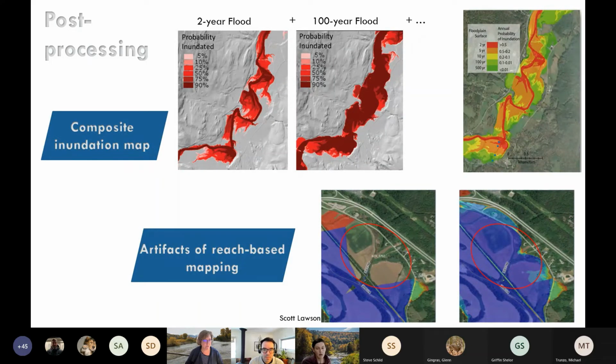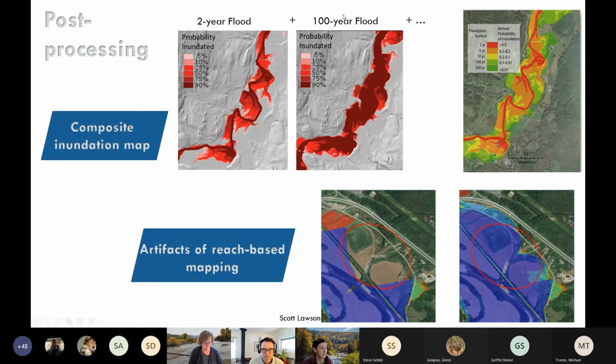Once the model is run, we're also working on, like I said, some approaches to post-processing. One of them is taking all of the information that we're spitting out in this model, right? The probability of a 2-year flood event, of a 100-year flood event, and of all the different flood events, and aggregating it into one composite inundation map that provides us with a sense of sort of the probabilistic distribution of inundation across that landscape.